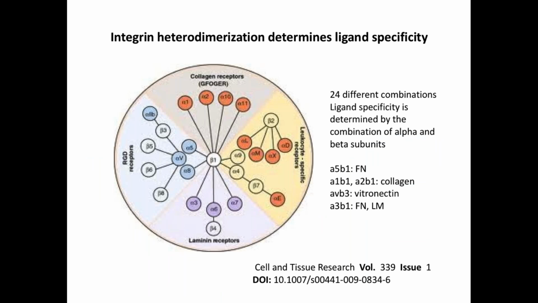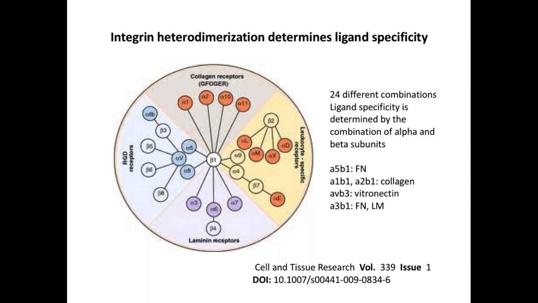So why do we have integrin heterodimers? Integrin heterodimers are critical because that's how you determine ligand specificity. If you look at the ligands, here are collagen receptors. This is a little bit fuzzy, but they're alpha 1, alpha 2, alpha 10, alpha 11. Don't remember the numbers at all. These alpha subunits all heterodimerize with a common beta subunit, and these form collagen receptors.